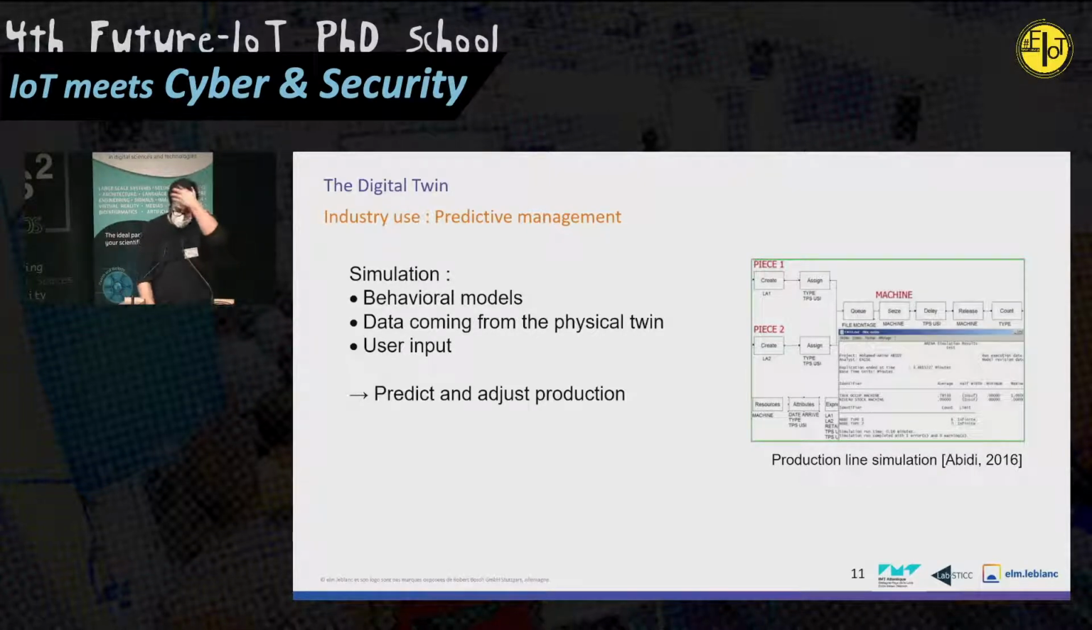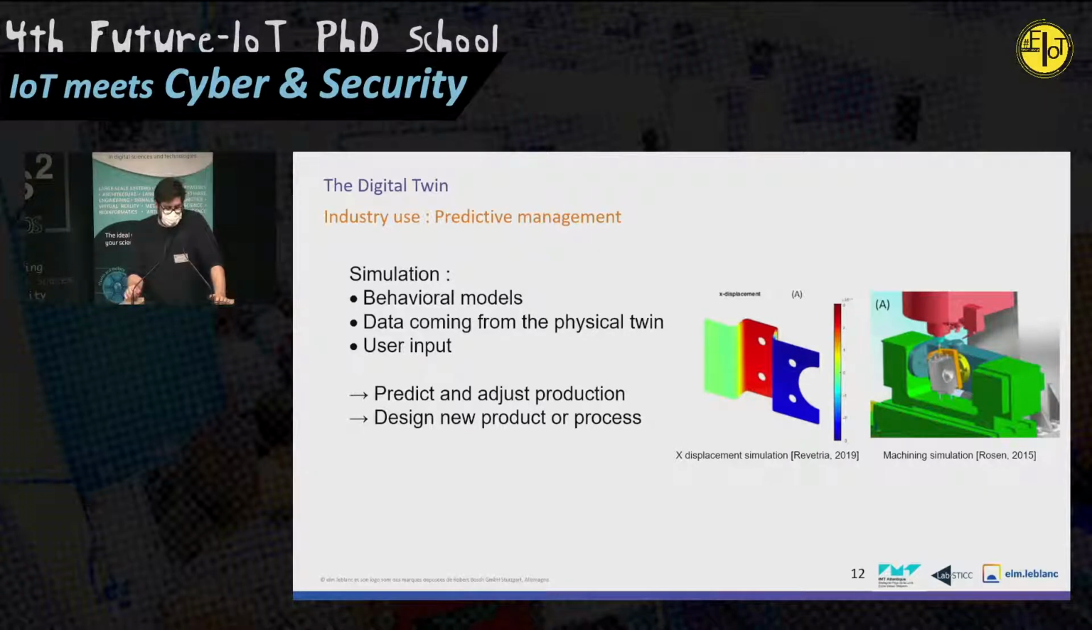And we'll use the result of this simulation to predict and adjust the production, or to design new products or processes. For example, in these pictures, you can see on the left we have a simulation of this part, and we exert pressure on this part, and we will simulate the displacement on the x-axis to see how the parts will react with the movement of the system, or we can simulate the machining of a part.